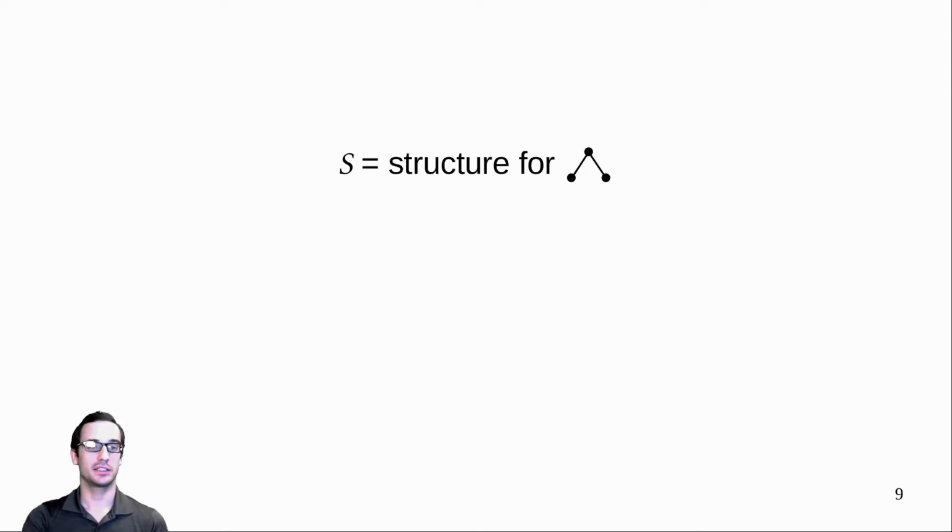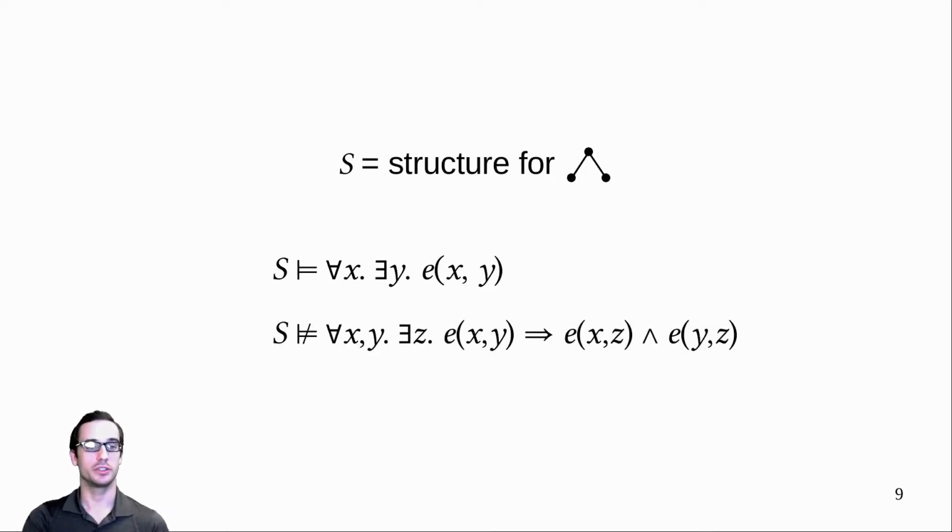Now let's let S be the structure for this graph. Then we can say that S satisfies the formula for all x there exists a y such that E of x, y, because for every vertex it's connected to some other vertex. In contrast, we can say that S doesn't satisfy this formula, which says that every edge has a third point that is connected in a triangle.